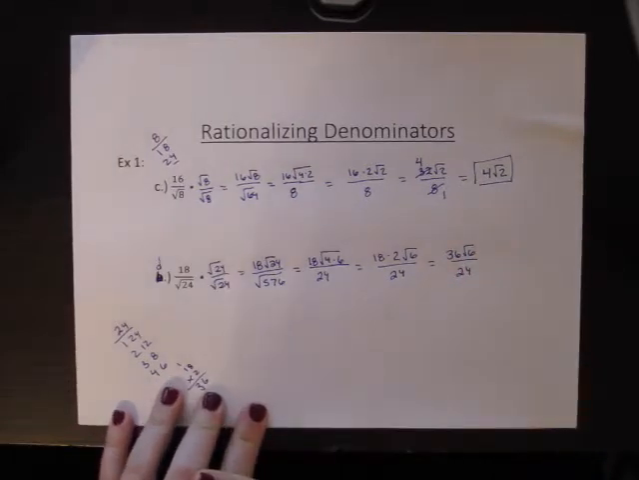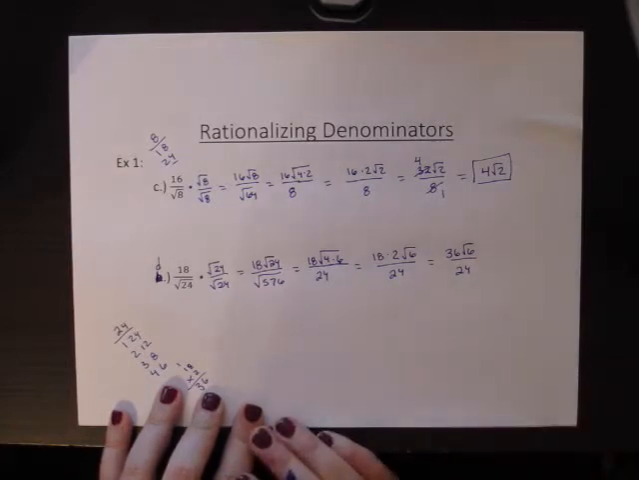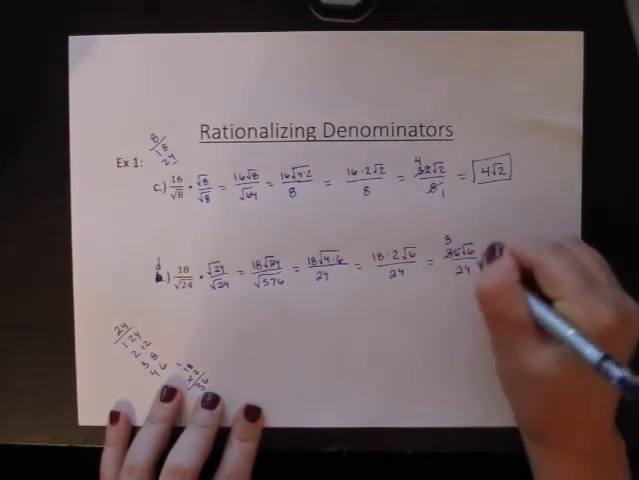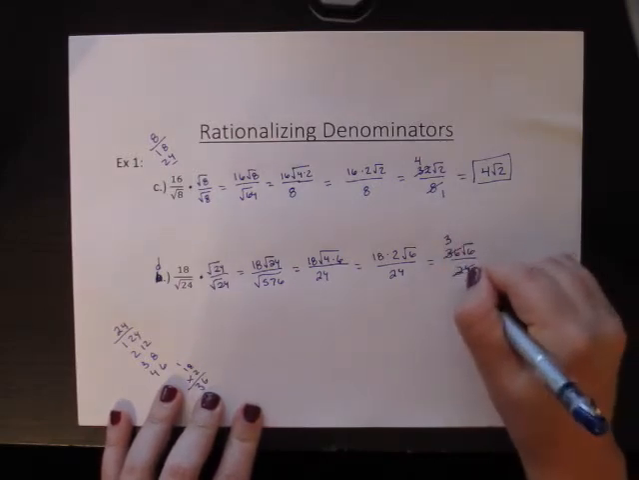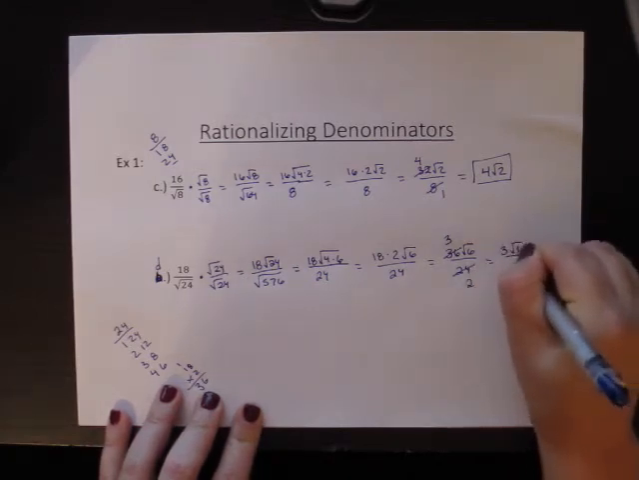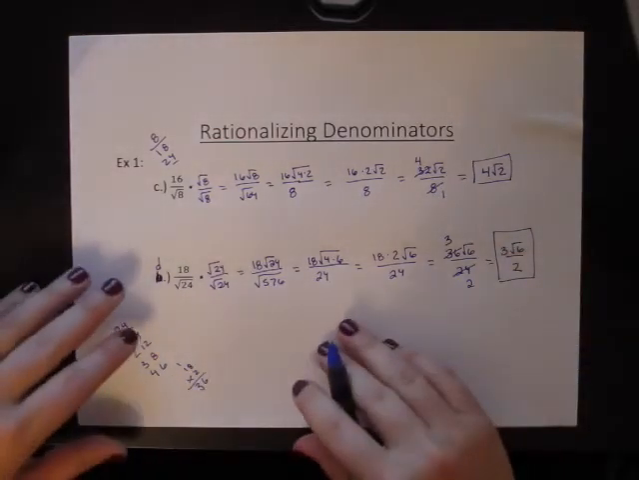So now we have to simplify that up a little bit more. So 36 and 24, what goes into both of those will be 12. So 36 divided by 12 will leave me with 3. 24 divided by 12 will leave me with 2. So I've got 3 square root 6 over 2 as my final answer. Hopefully you did okay on it.